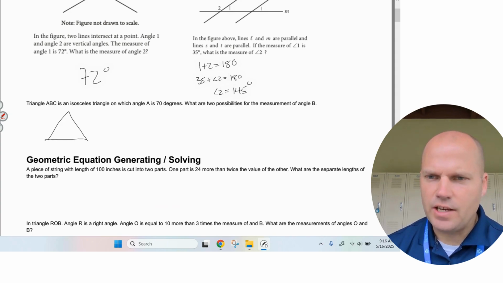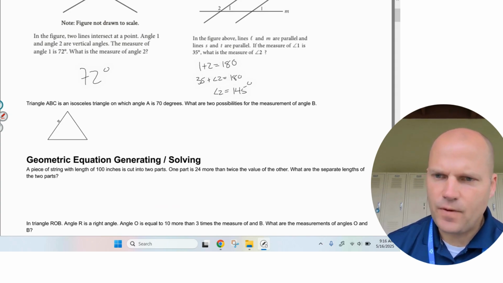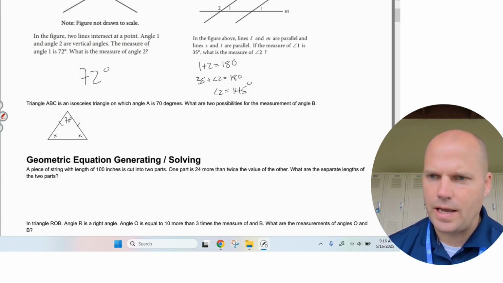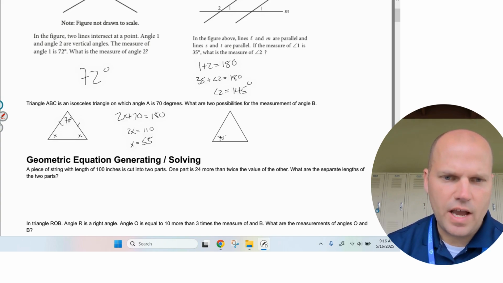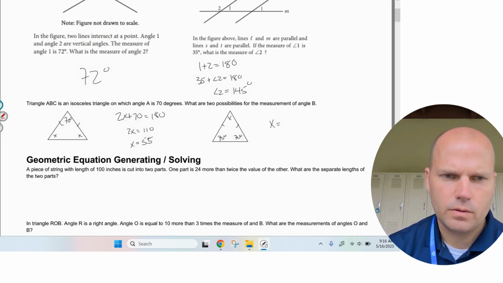Remembering that angles in a triangle add up to equal 180. If I have an isosceles triangle and one of the angles is 70 degrees, well, we could have the situation where the other two angles are the same, and that means that the angle has to equal 55. And we could have a situation where these 70-degree angles are the same. They are the angles that are opposite the equal sides, which means this third angle is 40.